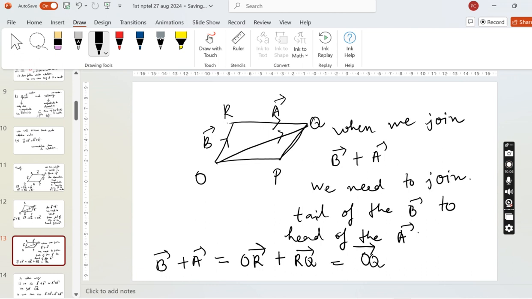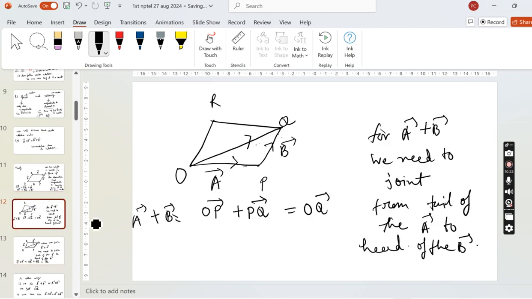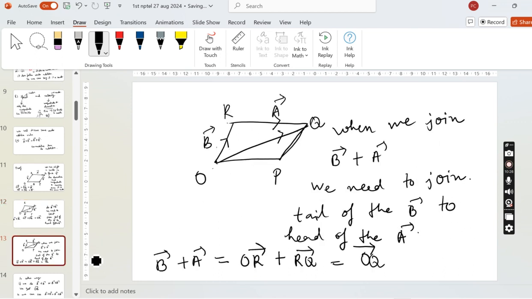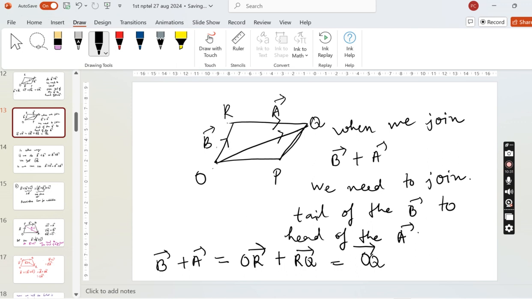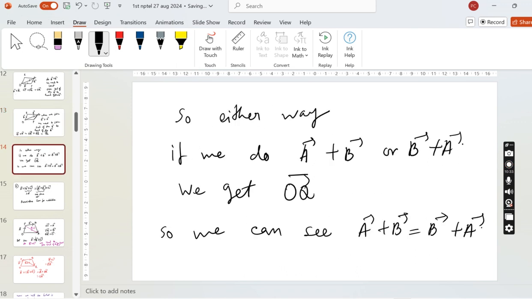Now we want to join B plus A. B plus A means we have to join the tail of A to the head of B. So here OR is B, then RQ is A. So it is B plus A. So that is also OQ. So we get to see that A plus B is OQ and B plus A is also OQ. So we can say that vectors hold the commutative law.